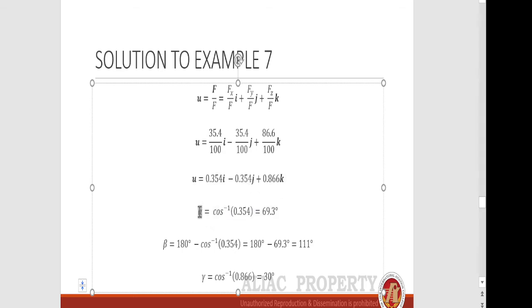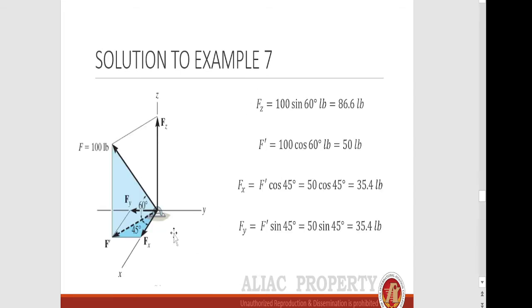Then angle alpha is cos inverse 0.354. Beta is 180 minus cos inverse here. Then gamma is cos inverse 0.866, which is a 30 degrees angle. Here you might be asking why it is subtracted from 180 degrees, because here we have a negative sign. Why negative sign? Go back to the drawing again here.